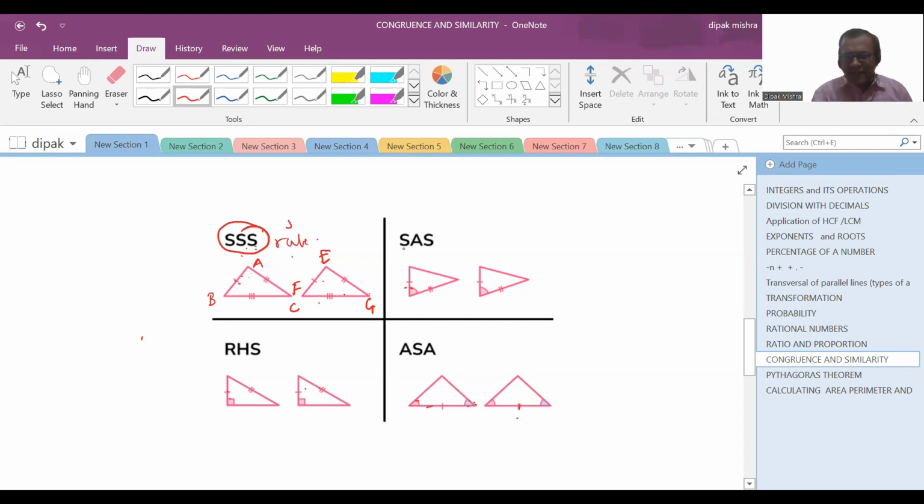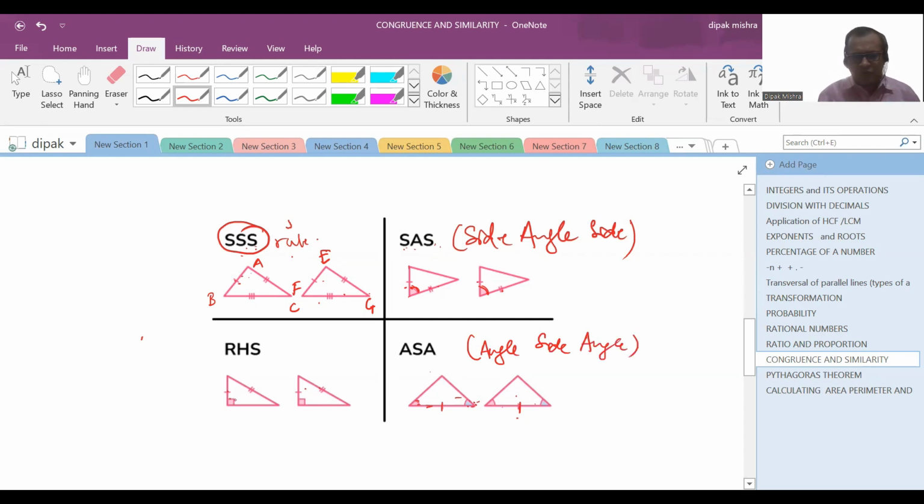Similarly, the second one is the SAS rule, which means side angle side. Two sides of one triangle are equal to two sides of the other triangle, and the included angle between those two sides is equal, then these two figures are congruent to each other. A refers to angle. Then the third one is ASA, which means angle side angle. If one side is equal to the other side and the angles enclosing those sides are equal in both figures, then it is a case of angle side angle congruency.